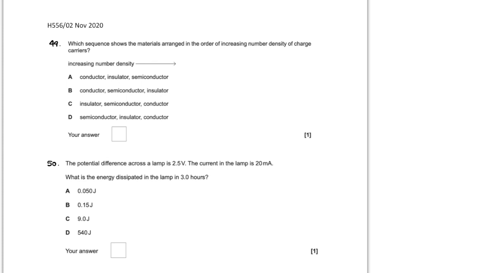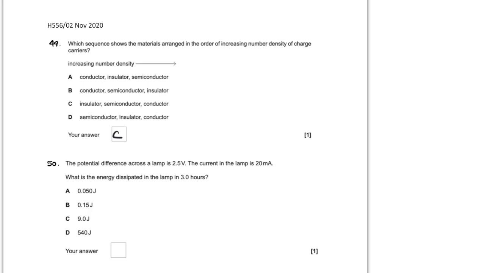In question number 49, it says which sequence shows the materials arranged in the order of increasing number density of charge carriers. The conductors have the highest charge carriers, then we have semiconductors and then insulators. So C would be the answer, as it's increasing in the number density of charge carriers.